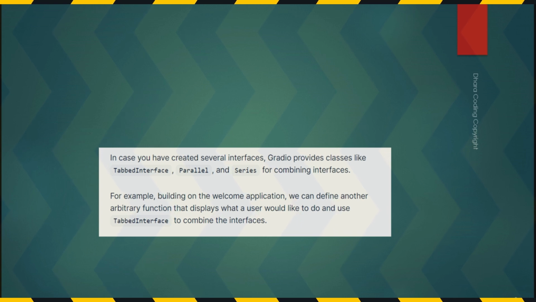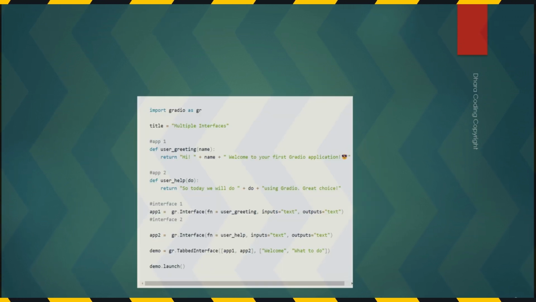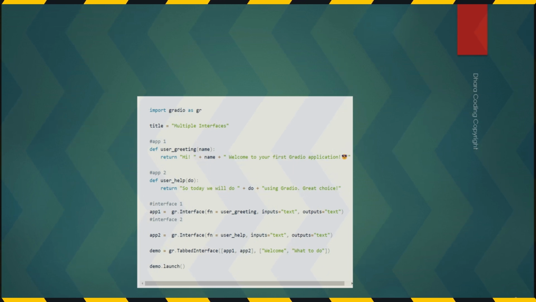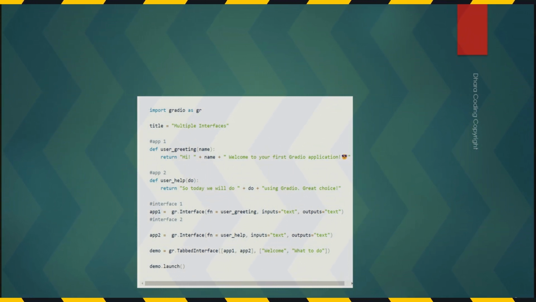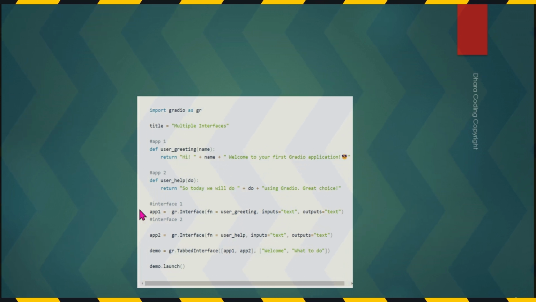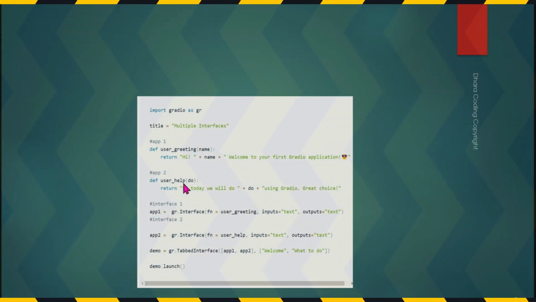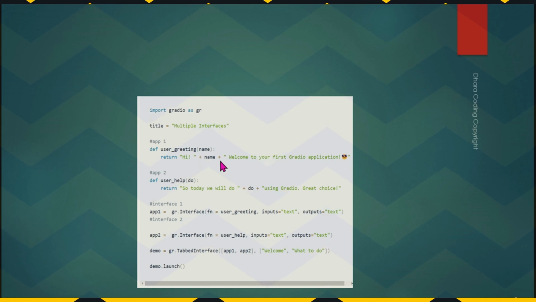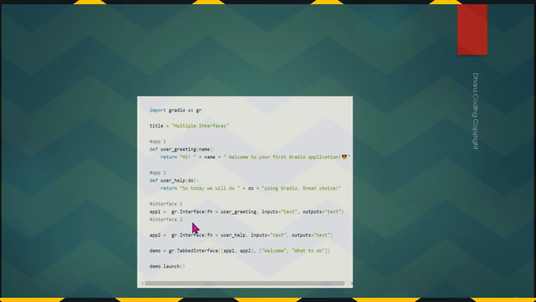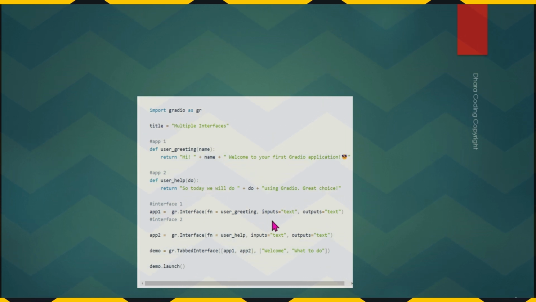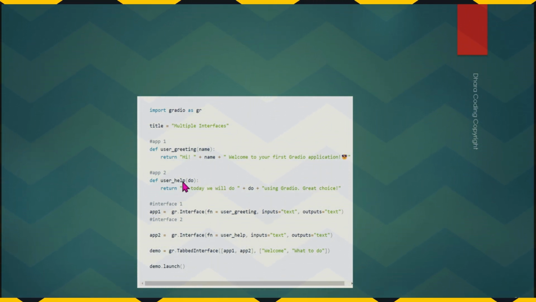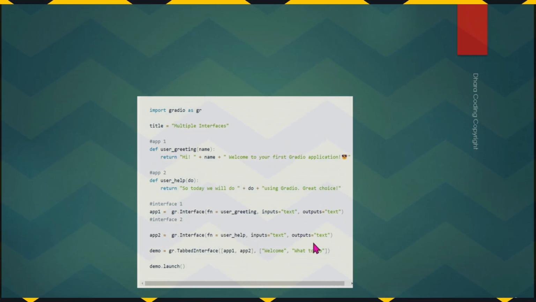How does it look? The tabbed interface will look something like this, where you are passing multiple functions. Here we have shown two functions. One is the user greet function, and the other is the user help function, and they accept input text and give output text. In the first interface, I am giving the user greeting function, input text, output text. In the second interface, I am giving the user help method, input text, output text.